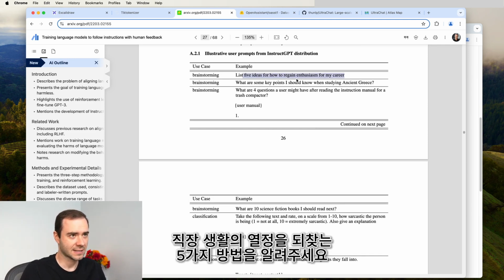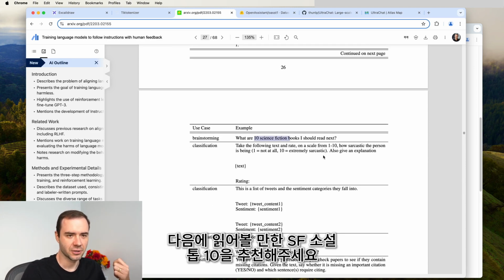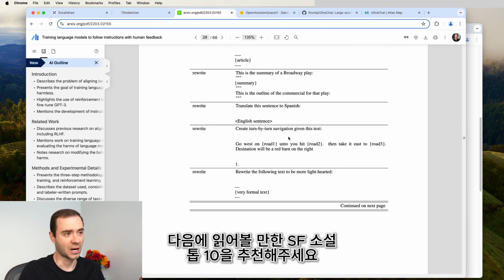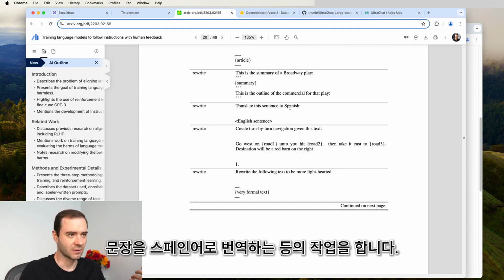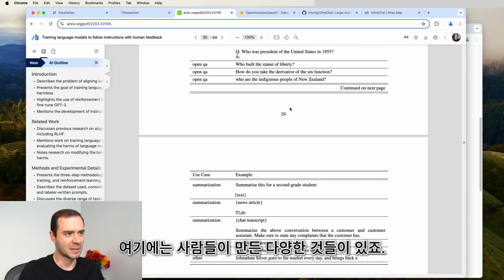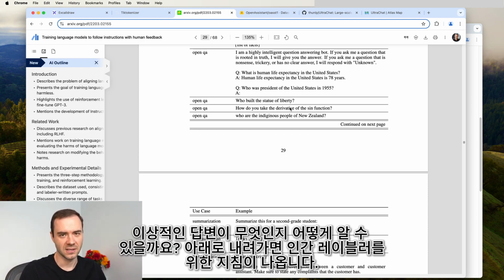So, list 5 ideas for how to regain enthusiasm for my career. What are the top 10 science fiction books I should read next? And there's many different types of prompts here. So, translate this sentence to Spanish, etc. And so there's many things here that people came up with. They first come up with the prompt, and then they also answer that prompt, and they give the ideal assistant response. Now, how do they know what is the ideal assistant response that they should write for these prompts?